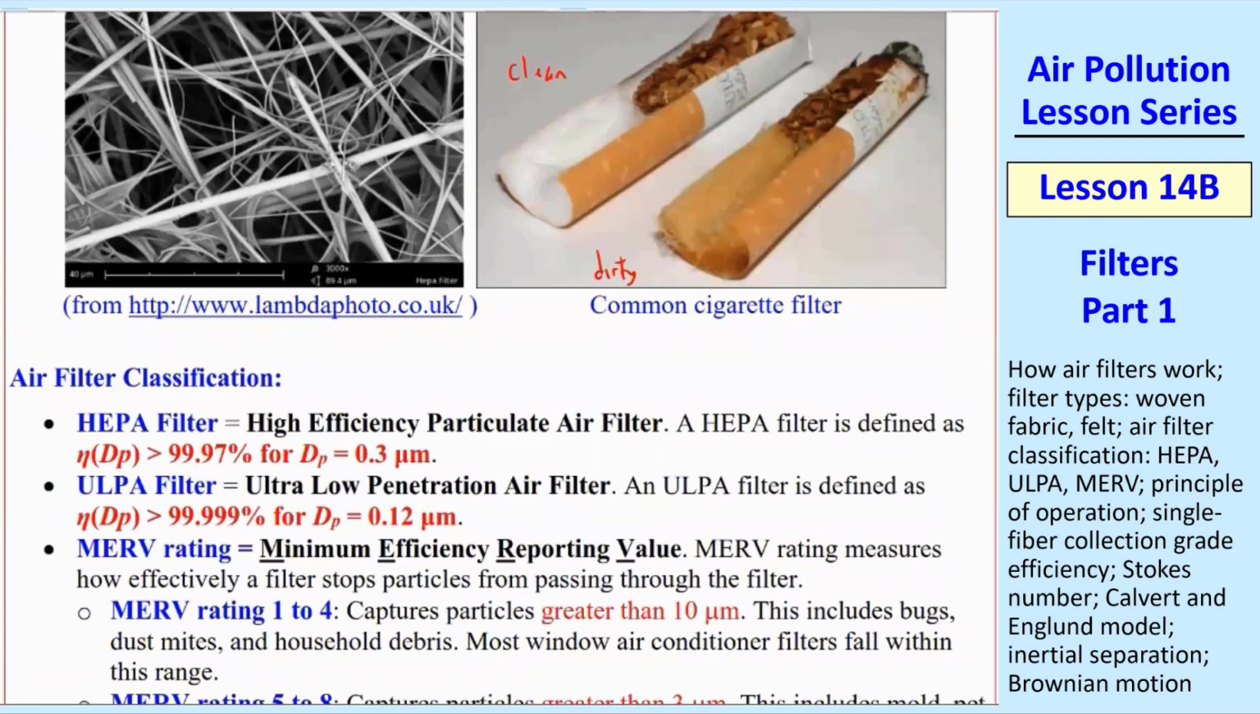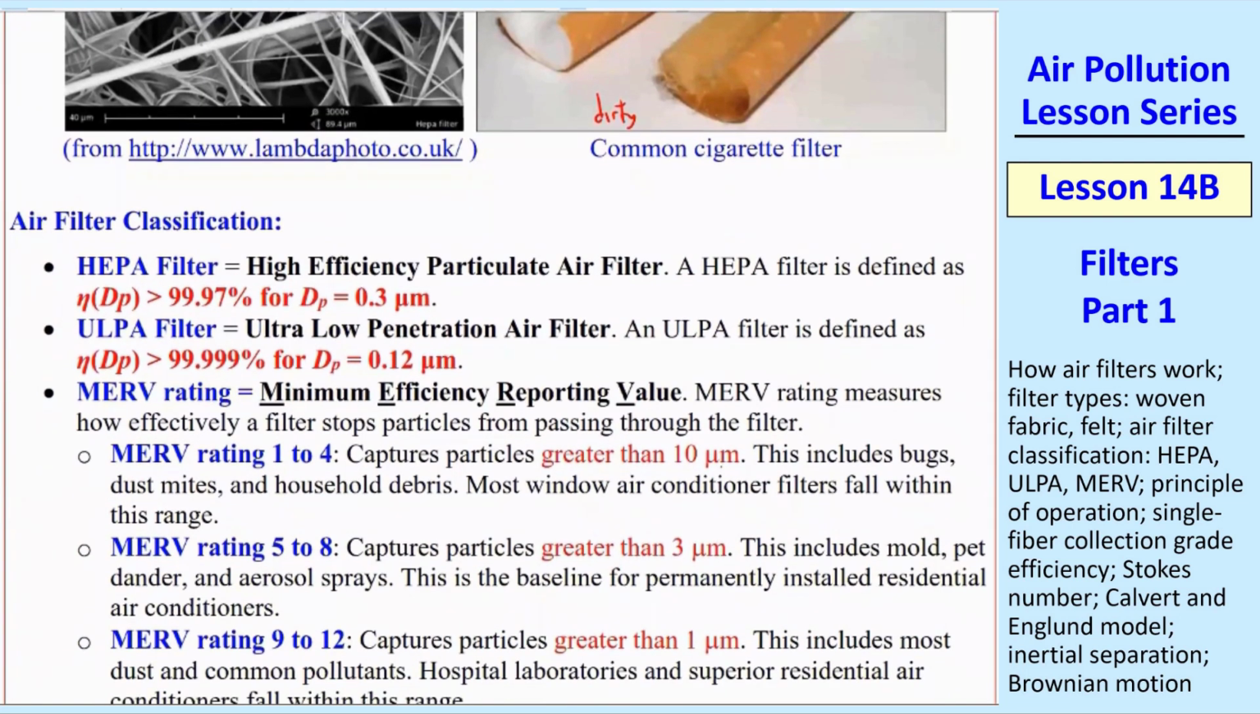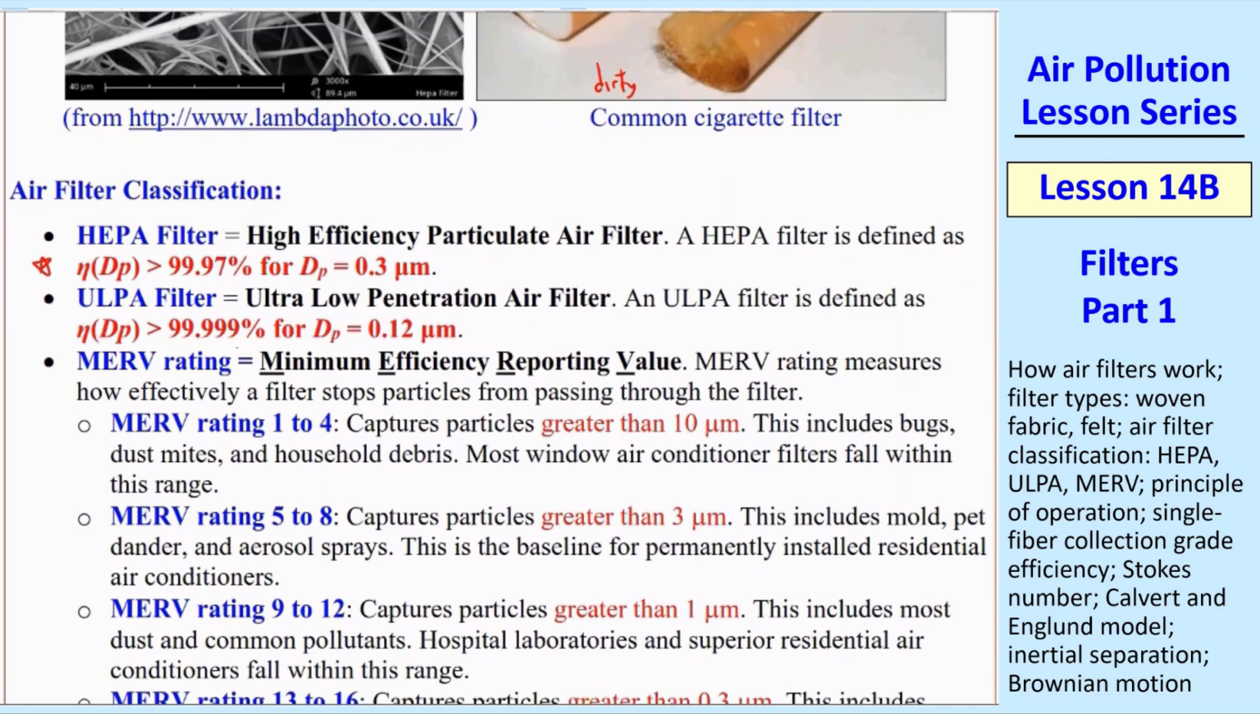Other classifications, HEPA filters you've heard of. Here's the official definition. To qualify as a HEPA filter, you have to have greater than 99.97% removal efficiency for a particular size particle, and that's 0.3 microns. ULPA is even better, ultra low penetration air filter, 99.999. By the way, some people will talk about nines. So if you say our filter is 6 nines or 5 nines, that means 99.999 is 5 nines. For a different size particles, 0.12.